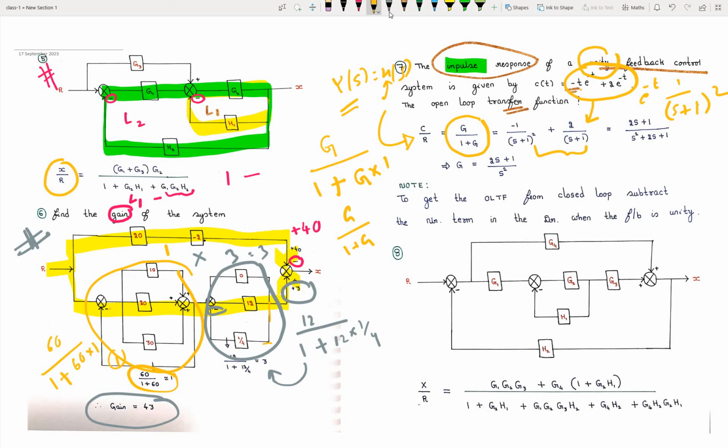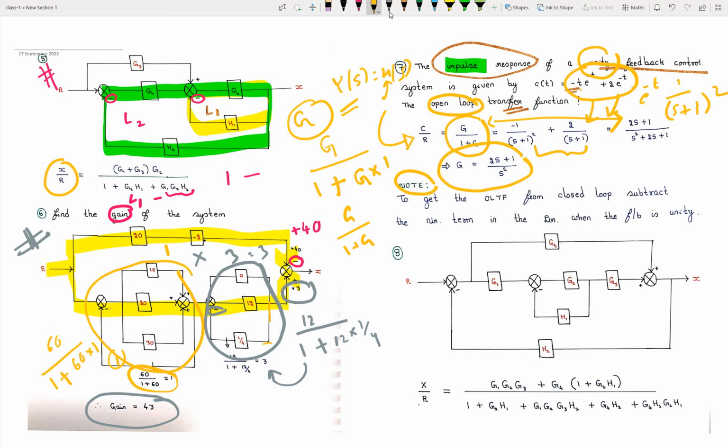So I have converted this time domain to the Laplace domain, and from this we have to calculate g, the open loop transfer function. Open loop transfer function means forward path only, g. So that is what I calculated here, and I have written a note here.